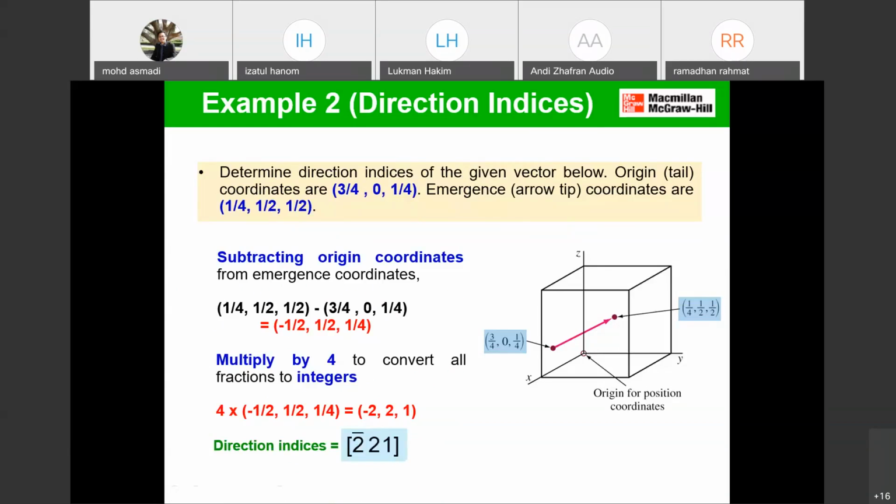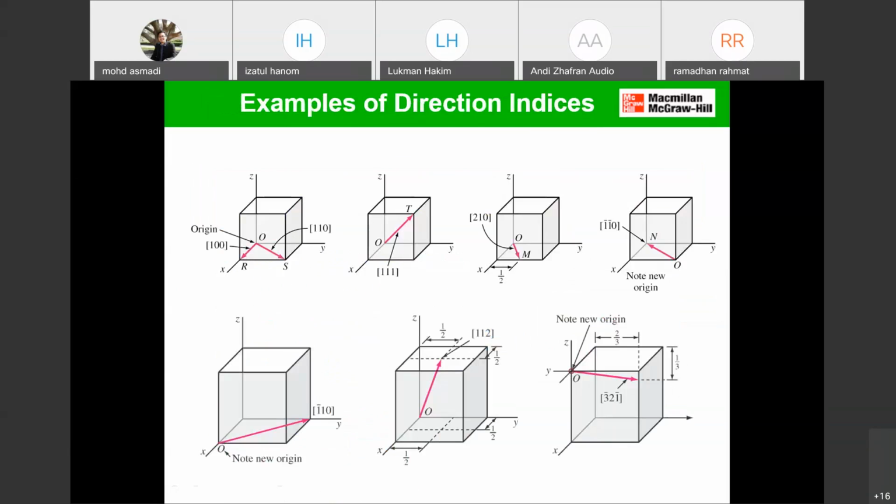Of direction indices, we look here. For example, this one: this is the origin. This is 100, so this is 110. Why 110? Because 100% is for x and 100% for y, but 0% for z. That's why this is 110. How about this one? Everything is 100%: z 100%, x 100%, y 100%. So 111. And this one, 210.